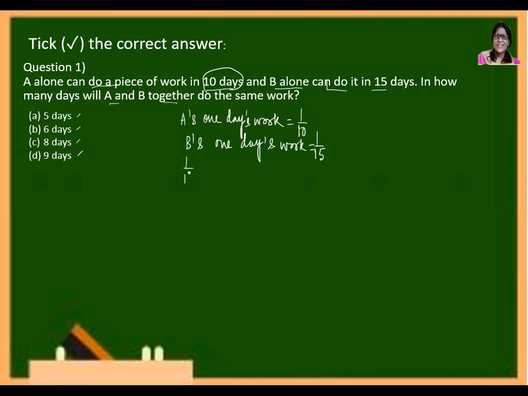Then together they will do 1 by 10 plus 1 by 15 in 1 day. So how much will it be? 15, 10, 30 is the LCM. 30 divided by 10 is 3. 30 divided by 15 is 2. So it will be 5 by 30, and that is the same as 1 by 6. So 1 by 6 in 1 day.